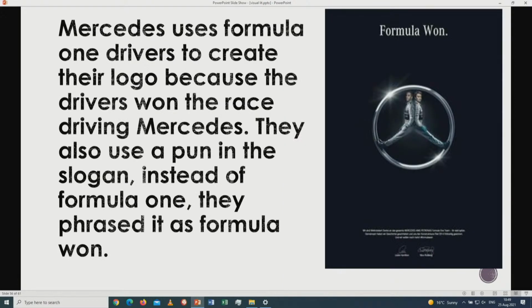We also have another picture here. When you look at it, it's a symbol of Mercedes. Mercedes uses Formula 1 drivers to create their logo because the drivers want to race driving Mercedes. They also use a pun in the slogan. Instead of Formula 1, they phrased it as Formula 1.